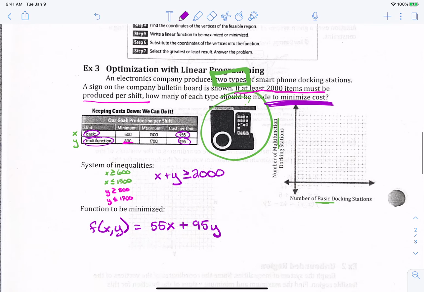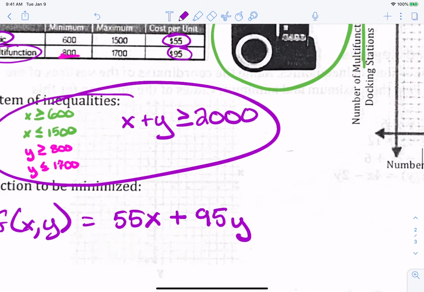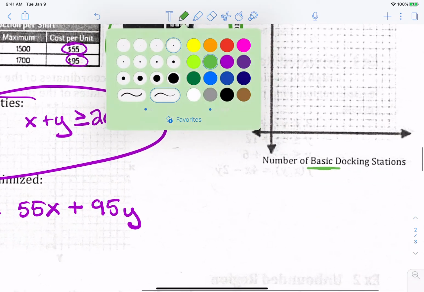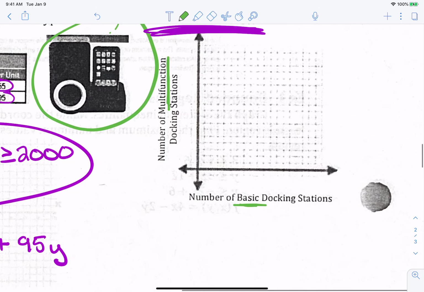So let's go up here and graph each one of these five equations. Let's start with the x's. X has to be greater than 600. I'm going to do these in green like I have them over here. So I go to 600 on the x-axis. Each one of these is going to be 100, so 1, 2, 3, 4, 5, 6. This is going to be 600 right here, and I'm going to go straight up and down.